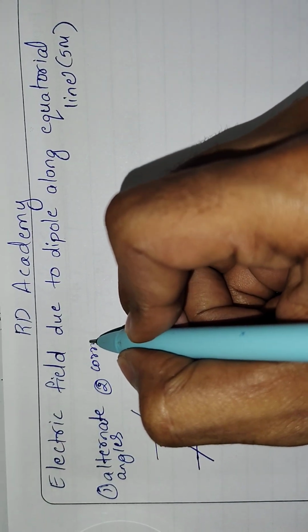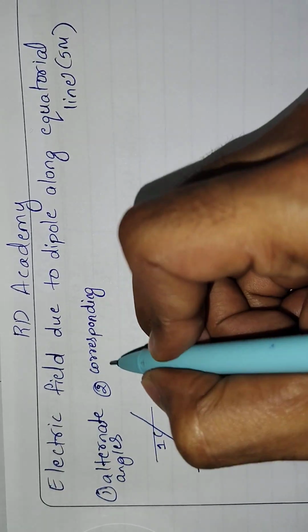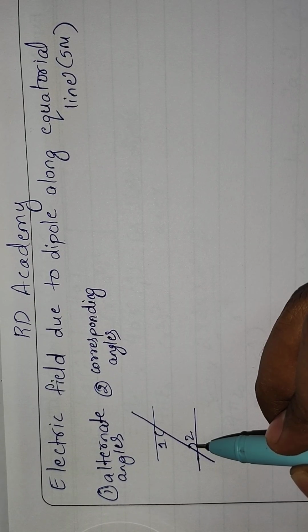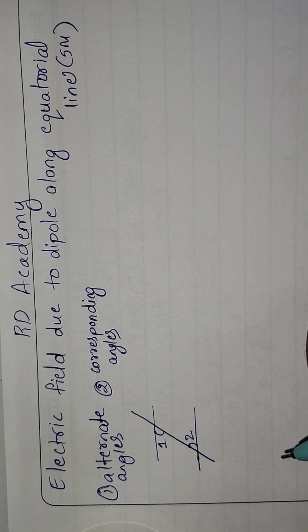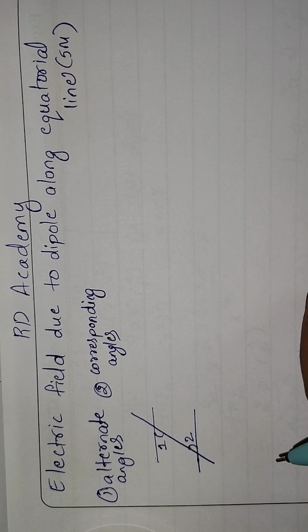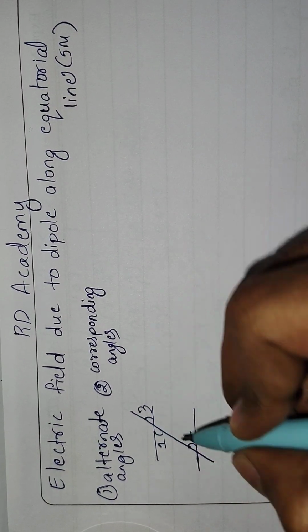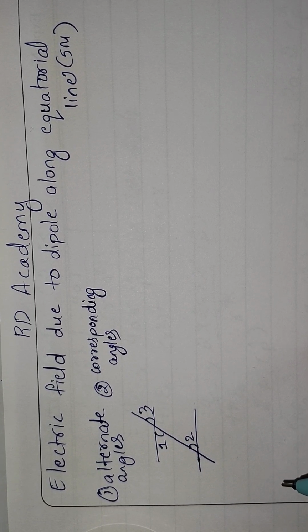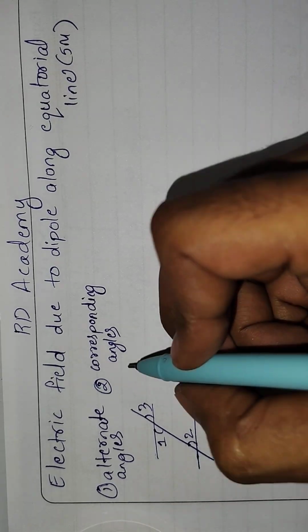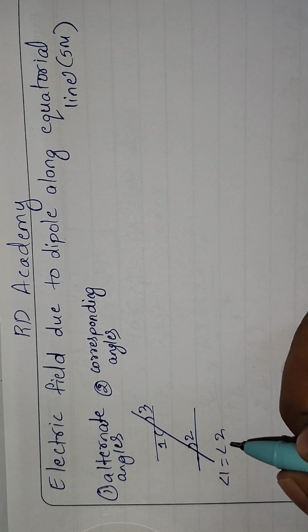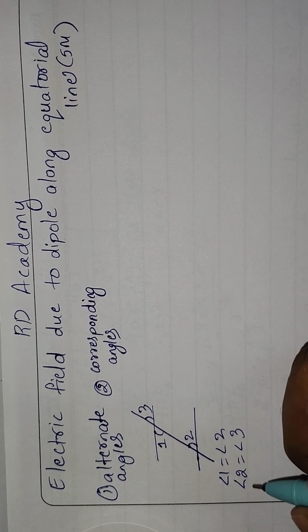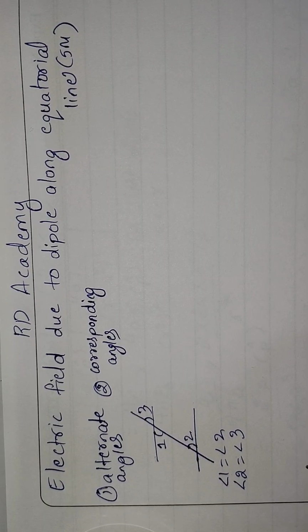Similarly, we need to know what corresponding angles are. In this same diagram, if 1 and 2 are alternate angles, you can see they are in the form of Z. How will you identify a pair of corresponding angles? This 3 and this 2 are a pair of corresponding angles, and a pair of corresponding angles are always equal. So in this diagram I can directly write angle 1 is equal to angle 2 because they are a pair of alternate angles, and I can also write angle 2 is equal to angle 3 since they are a pair of corresponding angles. So this is the first prerequisite that you need to know.